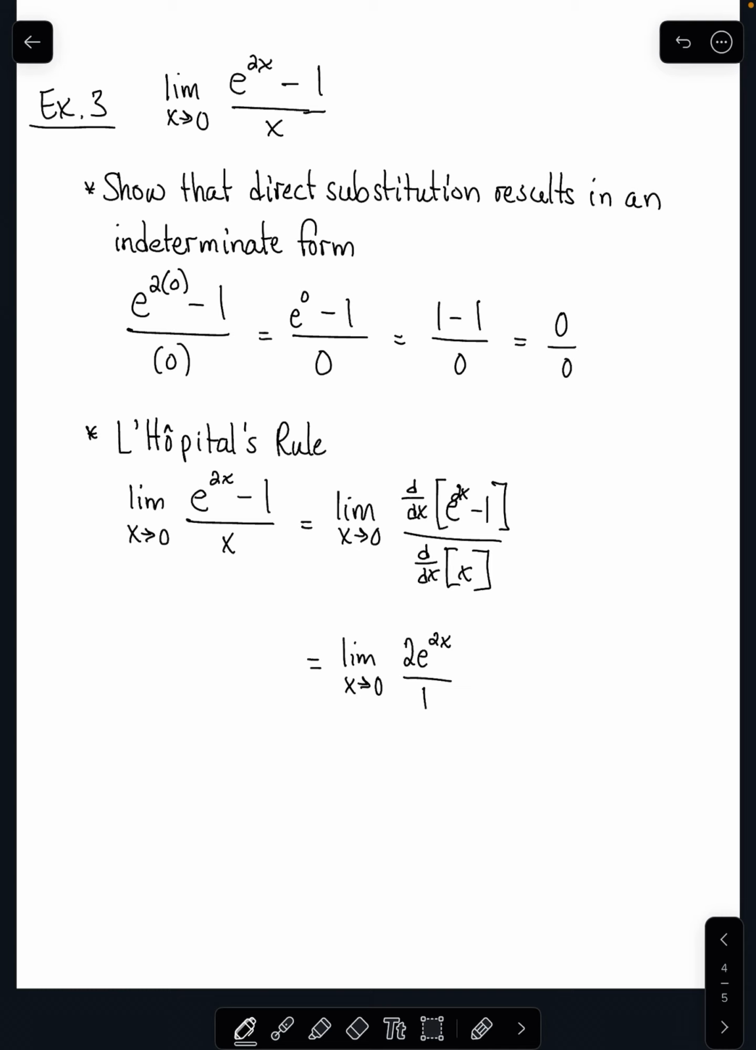At this point, we have broken the indeterminate form because the denominator being constant, a non-zero constant, means that direct substitution will not affect it. The denominator will always be 1. Therefore, we have broken the indeterminate form. Direct substitution now would give us 2e to the 2 times 0 over 1, which would simplify to 2 over 1, or simply 2.